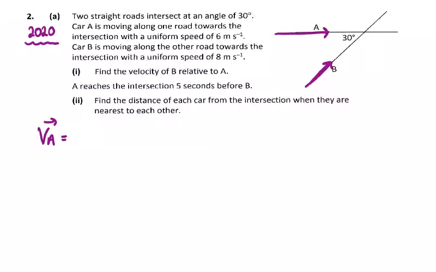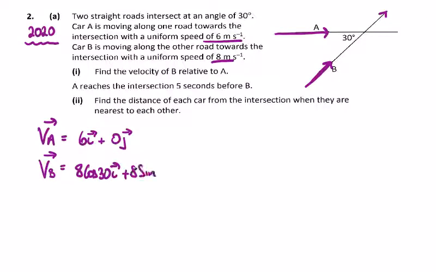Velocity of A is 6 in the I direction plus 0 in the J direction, and the velocity of B is equal to 8, going in a positive direction. So 8 cos 30 in the I direction plus 8 sin 30 in the J direction, which is 8 root 3 over 2, so 4 root 3 in the I direction plus 8 by a half, 4 in the J direction for the velocity of B.